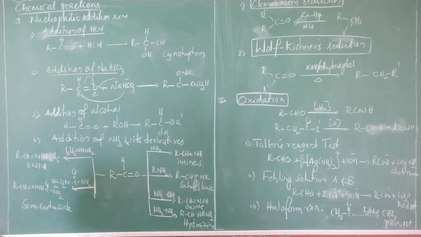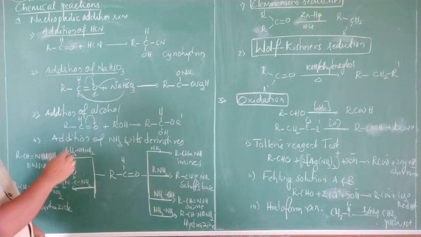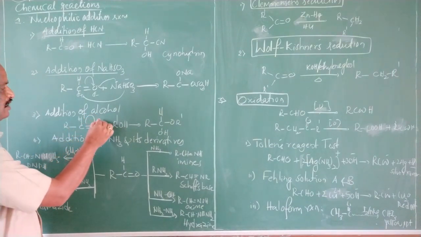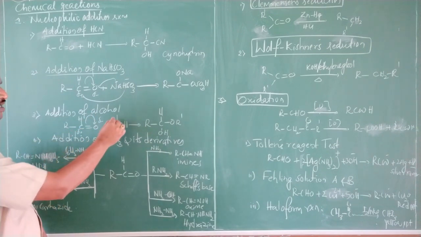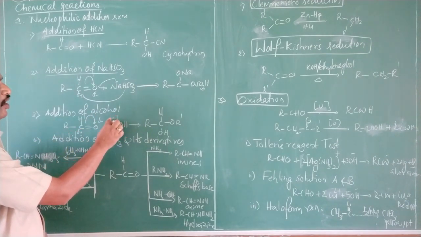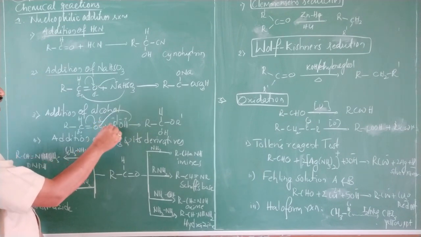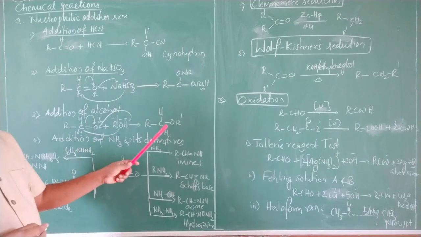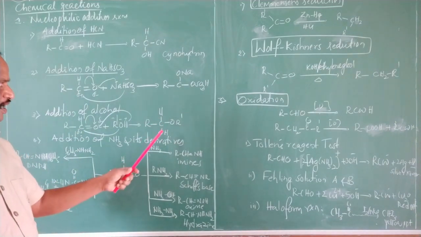Addition of alcohol also takes place like this. The carbonyl group undergoes an electromeric effect like this, developing a slightly electronegative charge on oxygen and a slightly electropositive charge on carbon. So the RO part is negative and H+ is positive, and H will add here, R will add here. You are going to get an addition product, hemiacetals.